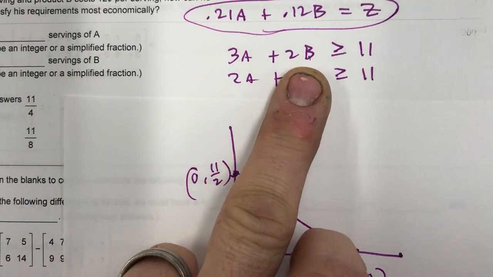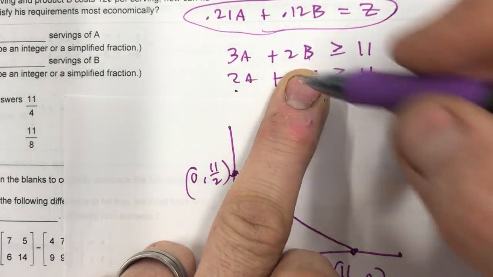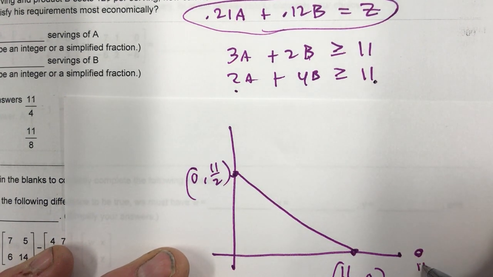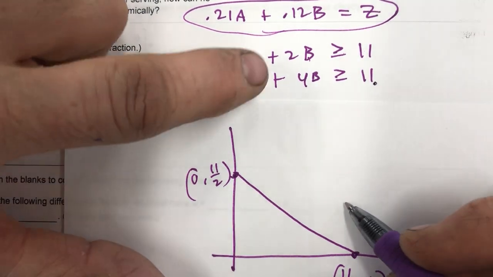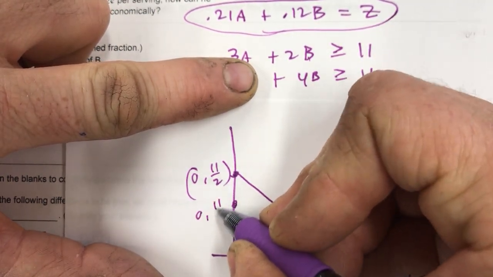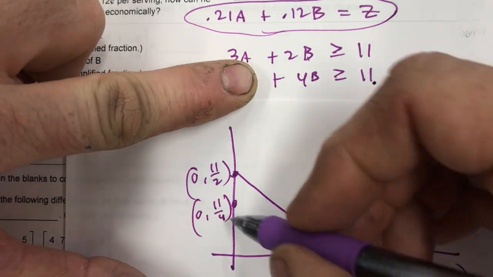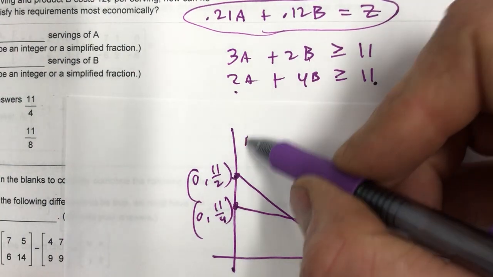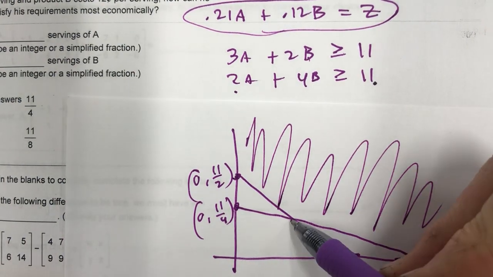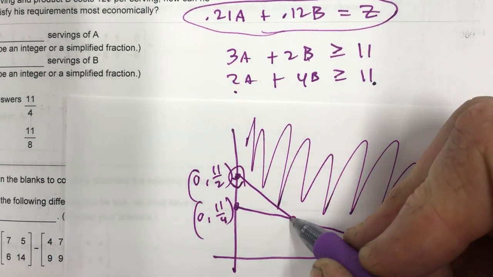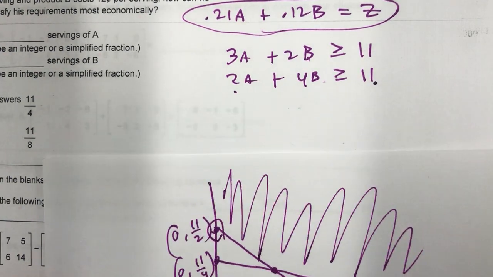On the bottom one, if I let B be 0, then 11 divided by 2 would be 11/2, which would be like right here. And if I let A be 0, that's going to be 11/4, which is right here. You can just change the decimals if you want to. Okay, so my constraint region is all this up here, because I want it to be the lowest. So I got this corner point, I got this corner point, I need this one right here, which means I need to solve that system.